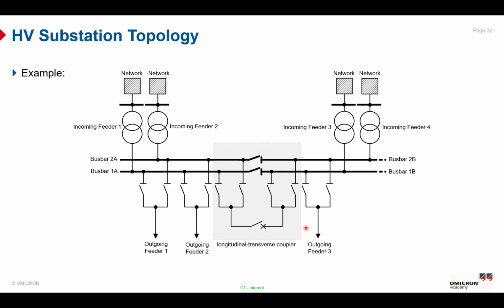We have here a circuit breaker. We have a longitudinal dash transverse coupler. We have 4 incoming feeders, 1, 2, 3, 4. We have busbar 1A, busbar 2A, busbar 1B, busbar 2B. And the main difference from the medium voltage substation is that the high voltage substation topology normally requires a higher effort because it has more isolators, more transformers, grounding equipment, couplers, and more busbars.